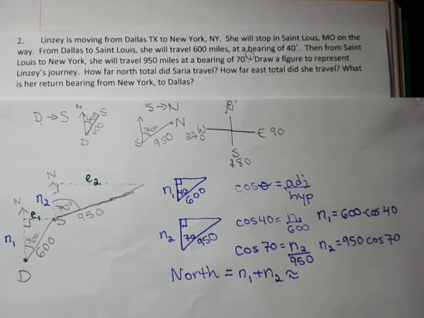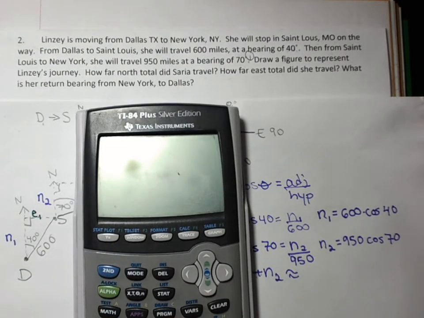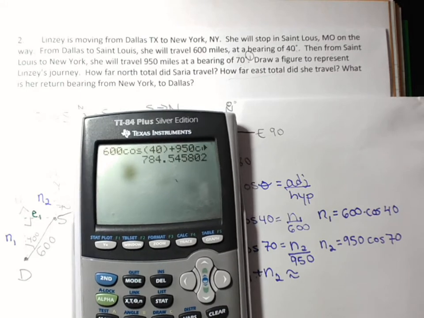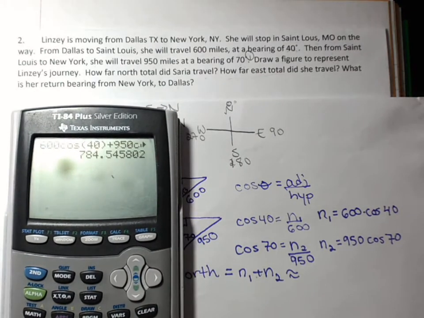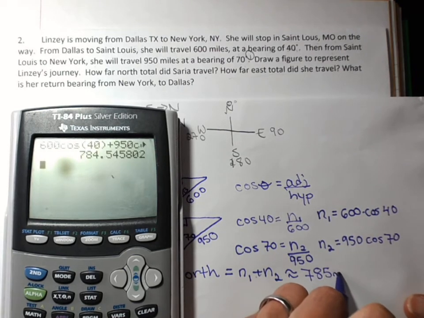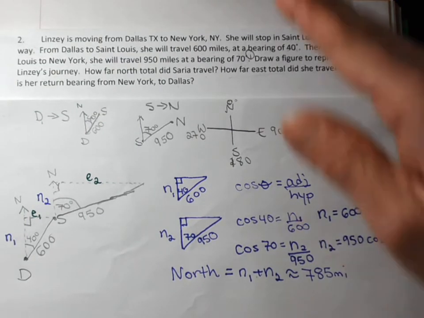And I will show you that calculation. So we would have 600 cosine 40, close parentheses, plus 950 cosine of 70. And I can just hit enter since I'm at my last measure. We get about 785 miles. Now let's look at the east distance.